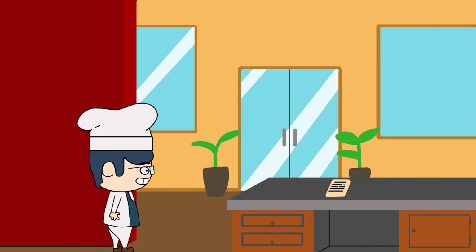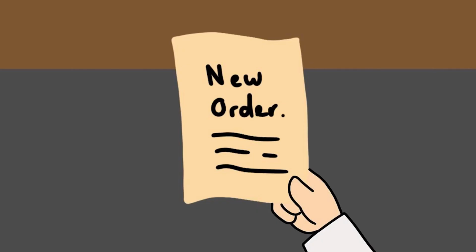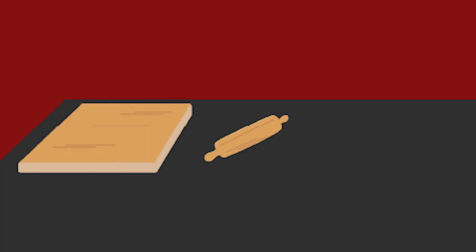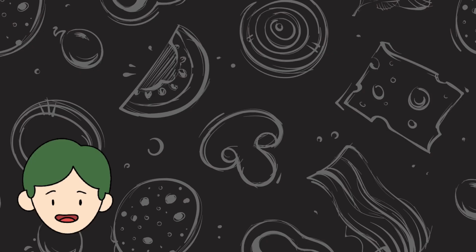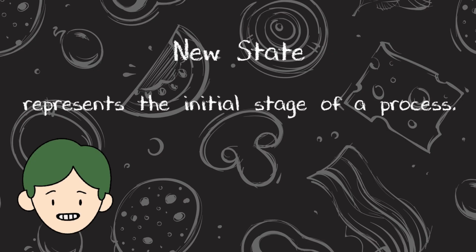Our story begins when Chef Alex receives an order to make a delicious pizza. The chef, who has gathered all the necessary ingredients and tools, represents the initial stage of the process.